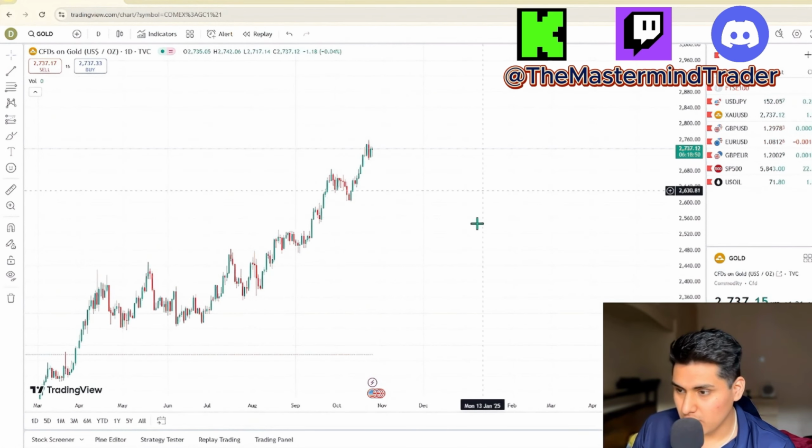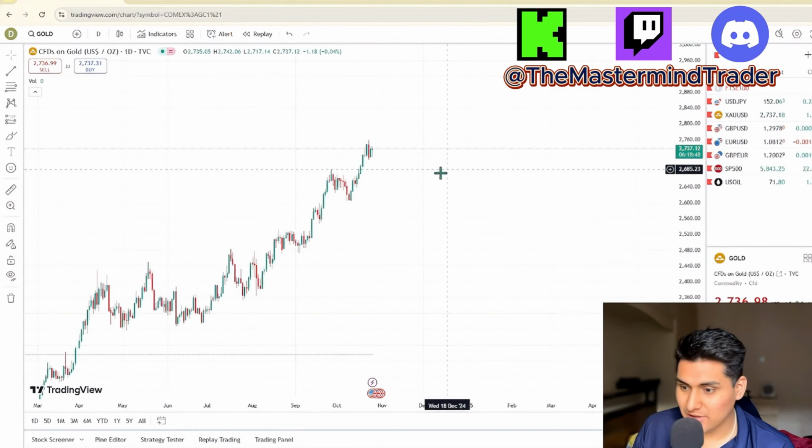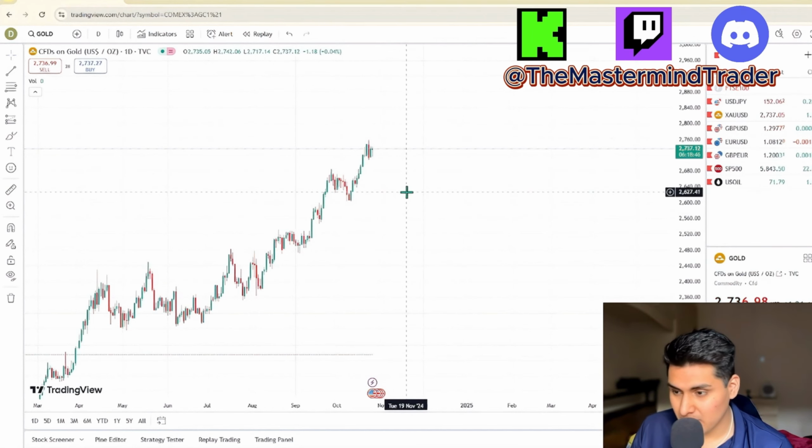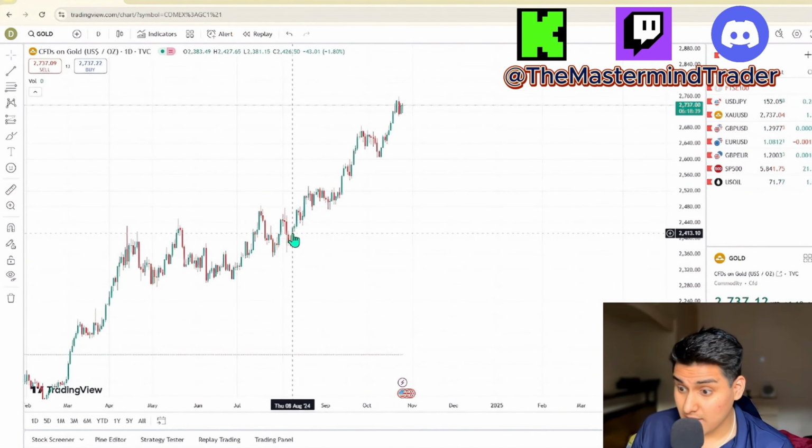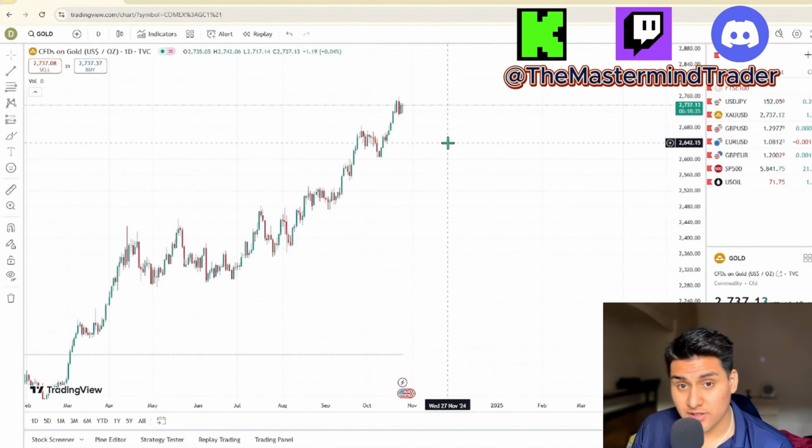Awesome. So as always, we start on the daily time frame just to get daily bias. And as you can see, we are currently bullish, right? So the market is making higher highs and higher lows, and we are currently in an uptrend. Nothing else to see here.